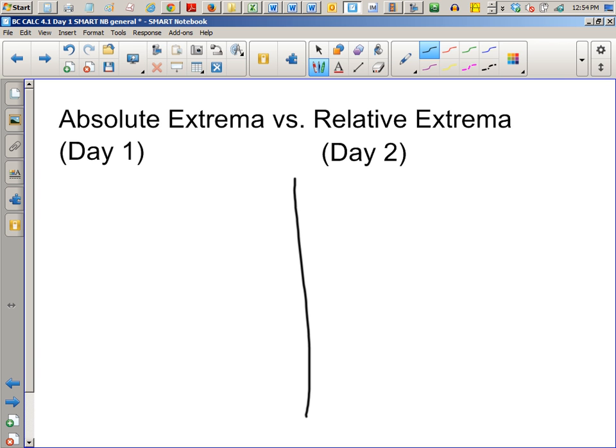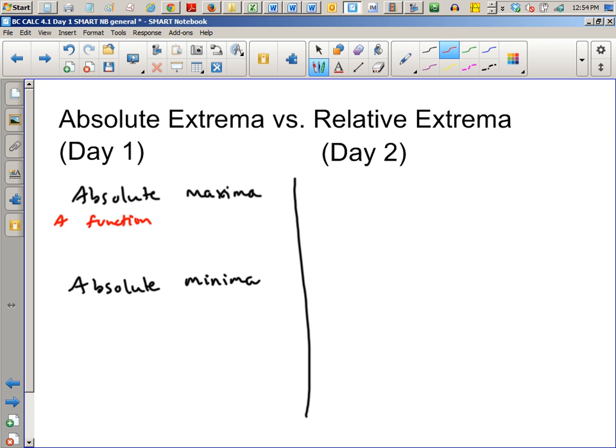Absolute extrema is another way of saying absolute maxima versus absolute minima. Okay? So an absolute maximum and an absolute minimum. What is an absolute maximum? An absolute maximum is this. A function, here's the definition, f has an absolute maximum at x equals c, and this is, of course, assuming that c is in the domain.